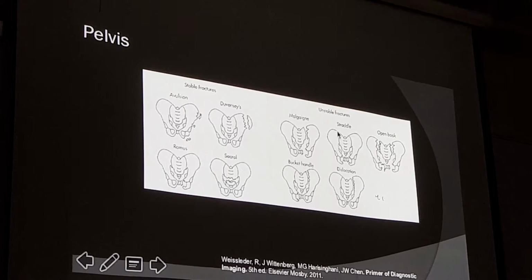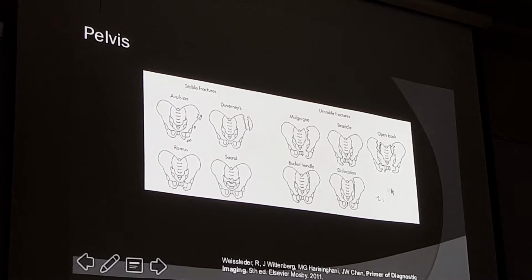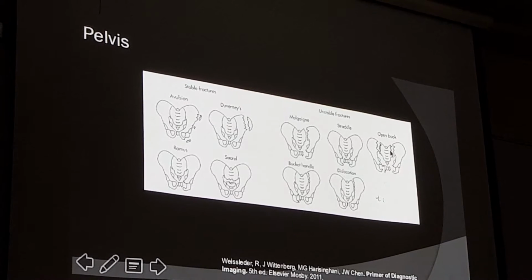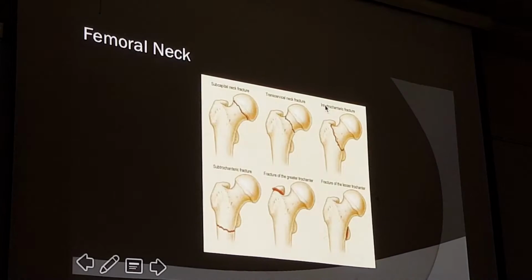But when rings get fractured, they tend to get fractured in two places. So these are the unstable fractures. Here we have a fracture involving the sacroiliac joint and the pubis, and so on. The worst one is the open book fracture, wherein you have fracture dislocations of both your sacroiliac joints and fracture dislocations of the pubic bones. Again, at your level, just differentiate between stable and unstable fractures.